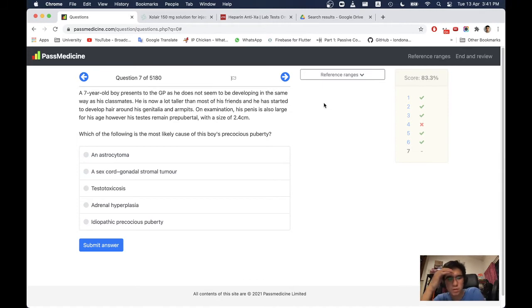What's the most common cause? I just recently saw a real case of this, and he had a pineal gland tumor, so I'm not sure about the statistics of that though. Astrocytoma doesn't sound right. Sounds like something in the brain that's not related to hormone production. Sex cord gonadal stromal tumor.